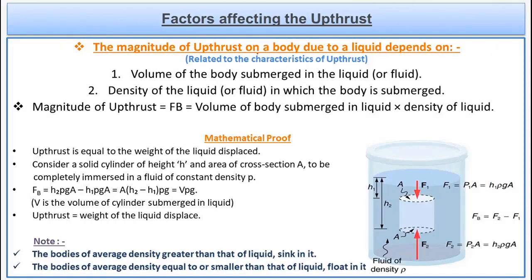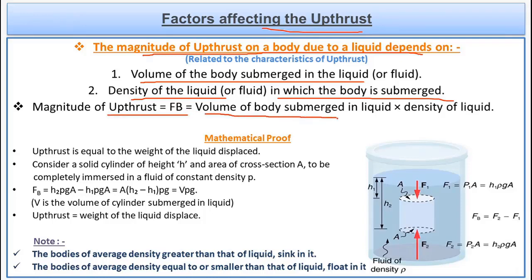Now, let's see the factors affecting the upthrust. The magnitude of upthrust on a body due to a liquid depends on basically two factors, and they are the volume of the body submerged in the liquid and the density of the liquid in which the body is submerged. You can calculate the magnitude of upthrust with a formula: volume of the body submerged in the liquid times density of the liquid. Here is a mathematical proof of this formula. You can pause the video and go through the steps. With that, you can understand how we can calculate the amount of upthrust.